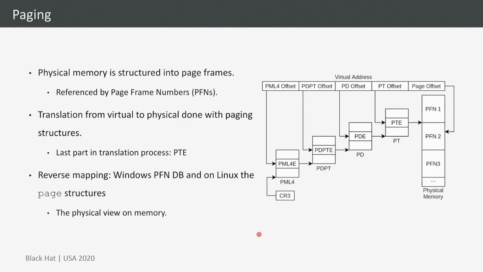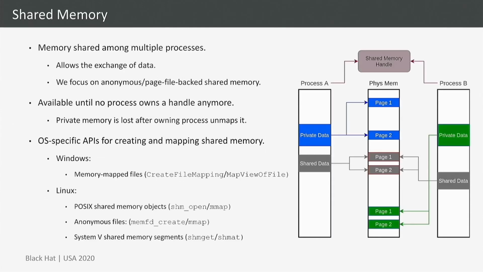Also to mention right here now is on both operating systems, on Windows and Linux, there are some reverse mappings. So on Windows, there's the page frame number database, and on Linux, the page structures. And those are more or less the physical point of view on the memory, but we will dig a little bit deeper into those 2 types a little bit later.